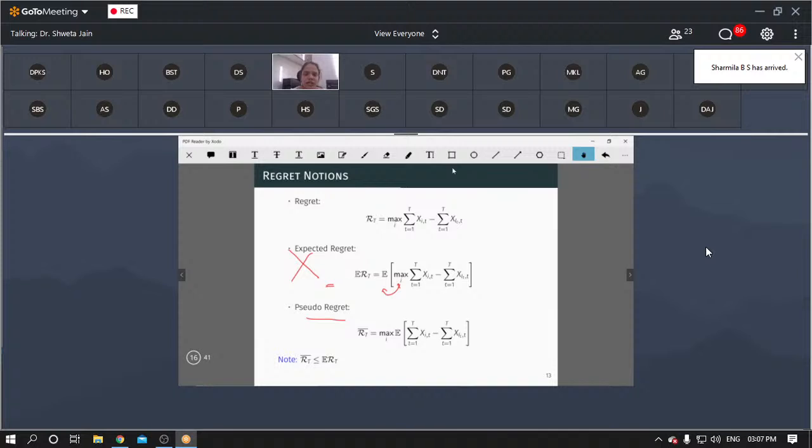There's a relation which says that pseudo regret is always going to be less than or equal to expected regret. This is something which I would leave you to think about. Essentially, when you have the max inside, this particular term is going to be big because now you are allowed to choose different arms and then you are taking the expectation. So this term is going to be bigger as compared to this term. Again, leaving it to you, not very important for us, but it's a good exercise to prove it.